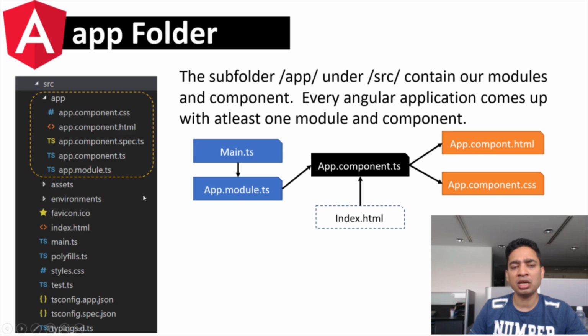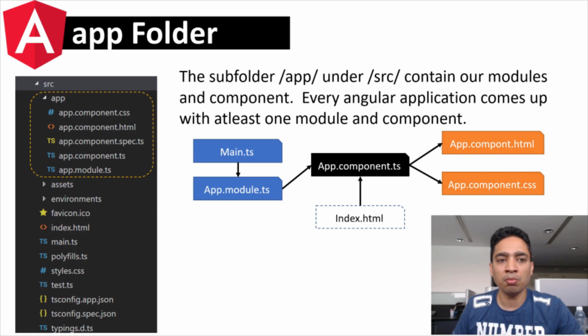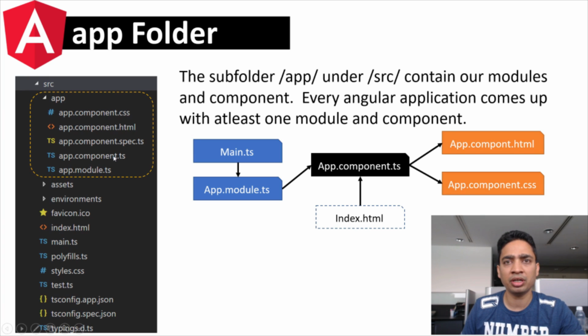Then we come to the main folder, which is called the app folder. The app folder contains your modules and component files. In every Angular application you have at least one module file and one component file. The module groups a set of components dedicated to a certain functionality inside an application, and by default the starting module is named app.module.ts. You can change that, but by default it is named app.module.ts. The components defined here define the view and the logic for your application.